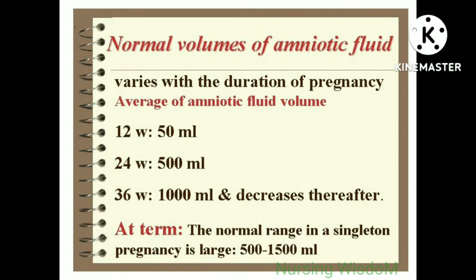Normal volume of amniotic fluid. It varies with duration of pregnancy. At 12 weeks of gestation, the amniotic fluid amount will be 50 ml. At 24 weeks, it will be 500 ml. At 36 weeks, it will be 1000 ml. Thereafter, the amniotic fluid amount starts to decrease. At a time, the normal range of amniotic fluid in a singleton pregnancy is 500 to 1500 ml.